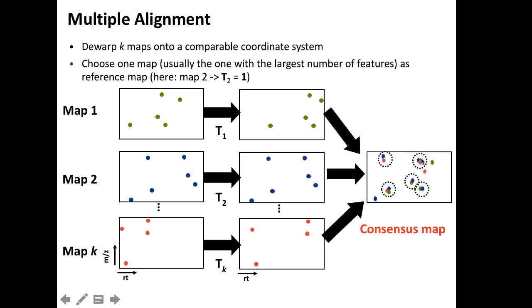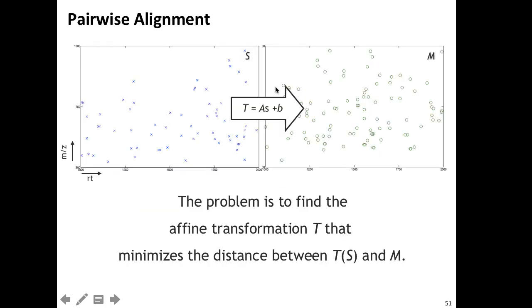Note that this alignment does not yet tell us that this peak here and this peak should belong together. It just computes a global alignment that brings them close enough that in the second step, in the linking step, we can actually identify them more easily. So we start with the simple pairwise alignment.